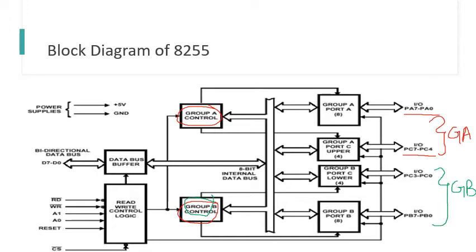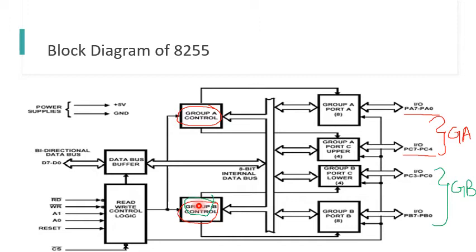There are separate control units for group A and group B that get their control signals from the main read-write logic. The control logic receives individual control signals as inputs and responds accordingly. Group A control and group B control blocks are connected to their respective group blocks. They control the flow of data and modes of operation at those ports.